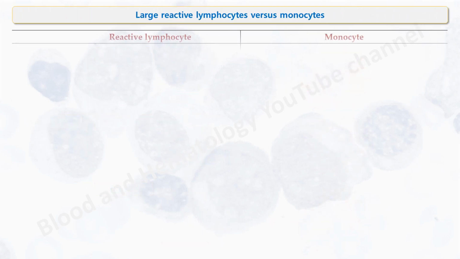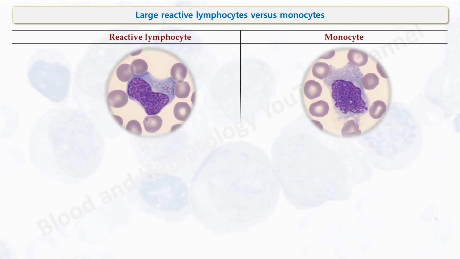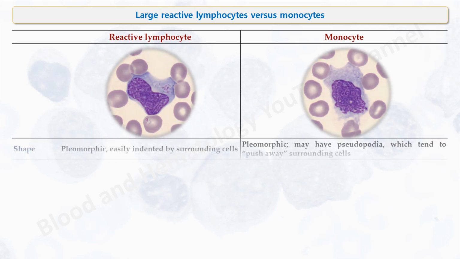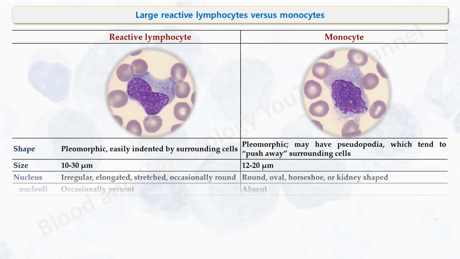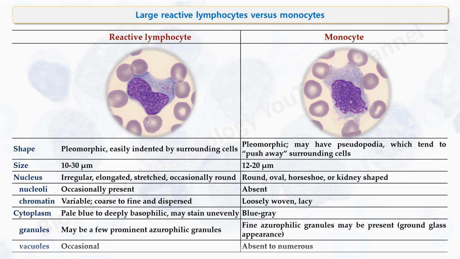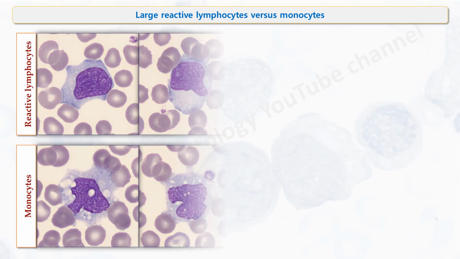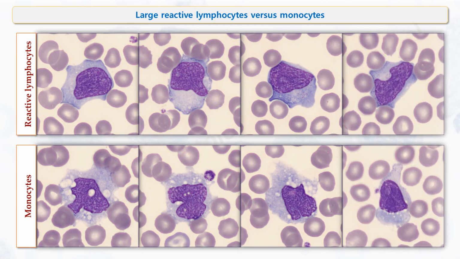Large reactive lymphocytes are sometimes difficult to distinguish from monocytes. Morphological characteristics helpful in differentiating large reactive lymphocytes and monocytes are listed in the table. Composite image of some large reactive lymphocytes and monocytes for comparison.